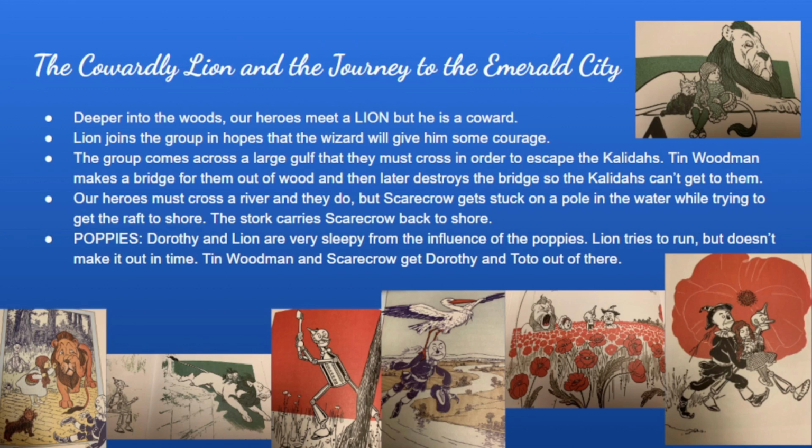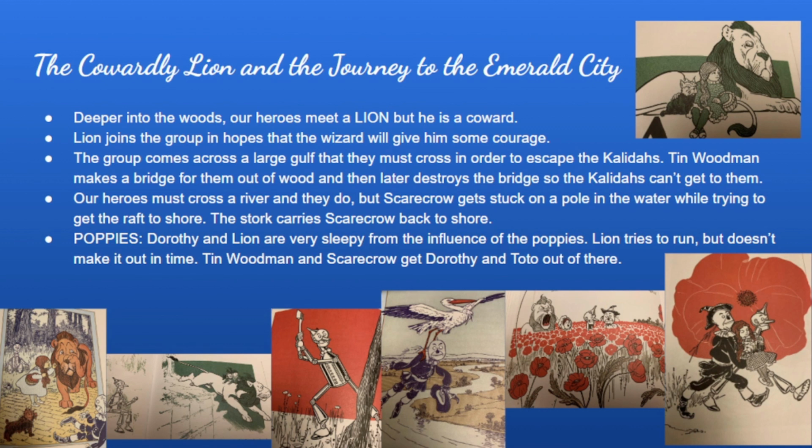There's a huge ledge that they must cross, and eventually they run into the scary Kalidas, creatures with bodies like bears and heads like tigers. Thanks to the Tin Woodman's quick work, he's able to make a bridge and later destroy it once everyone's across. Then they must cross a river, but it seems the Scarecrow got himself stuck trying to get the raft to shore. Thankfully, a nearby stork is able to get him to shore.